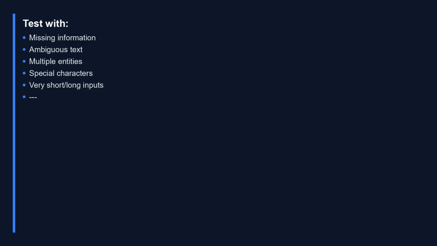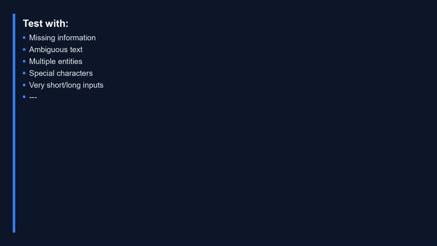Once your model handles the clean cases correctly, push it harder. Test with inputs where a field is genuinely missing. Does it return null, omit the key, or hallucinate a value? Test with ambiguous text where a reasonable person might disagree about the answer. Test with inputs that contain multiple entities to see if the model handles one, all, or none. Test with special characters and Unicode. Test with a single word input and a 1,000-word paragraph. The edge cases are where models fail in production, and finding those failures now, before deployment, is exactly the point of this evaluation phase.